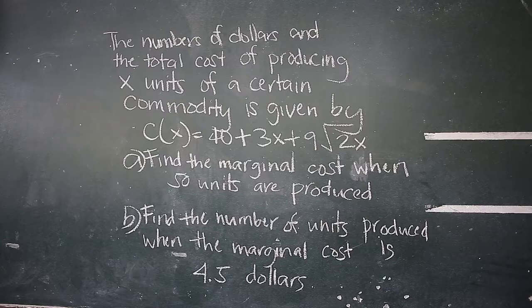The total cost in dollars of producing x units of a certain commodity is given by C of x is equal to 40 plus 3x plus 9 square root of 2x. The first problem is to find the marginal cost when 50 units are produced, while the second problem is to find the number of units produced when the marginal cost is $4.5.